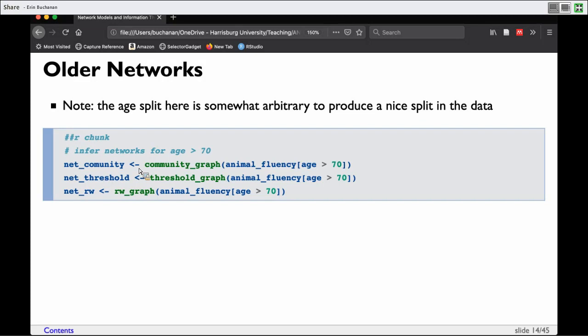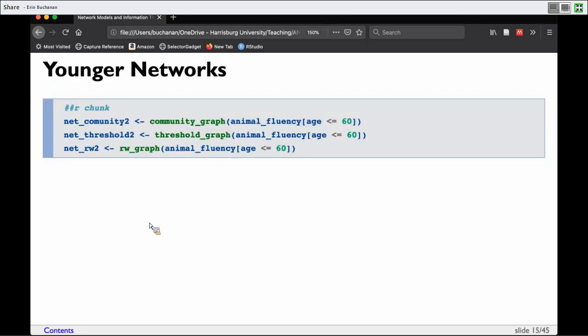And so here I just did, they're so easy, community graph, okay, for all these different text pieces. And then I just filtered it out. So anyone over 70, threshold graph, and random walk graph. Super easy. That's why I like this package, even though CRAN doesn't like it. Okay, and then I did everybody actually less than 60.